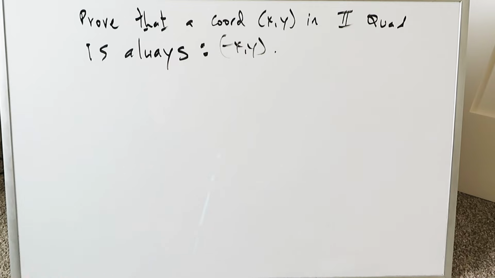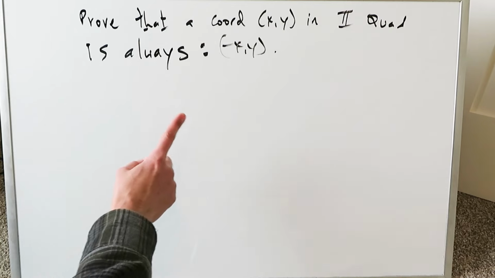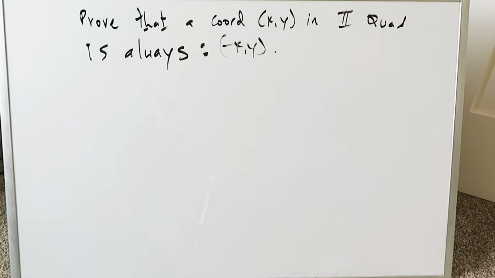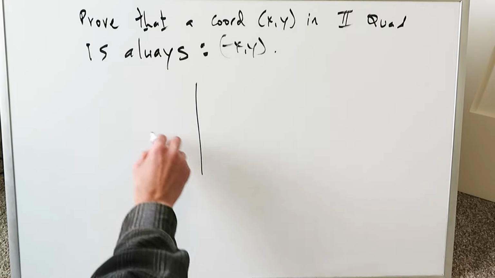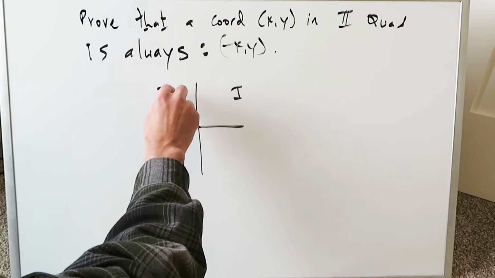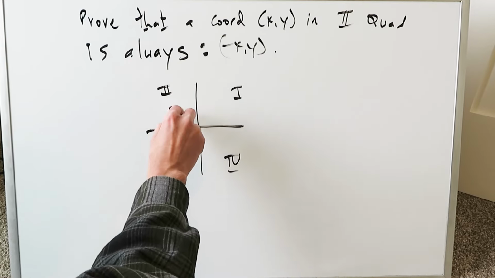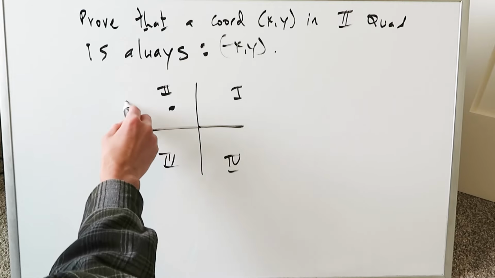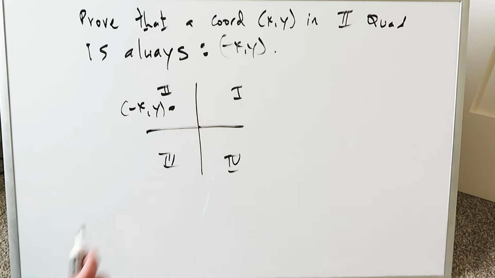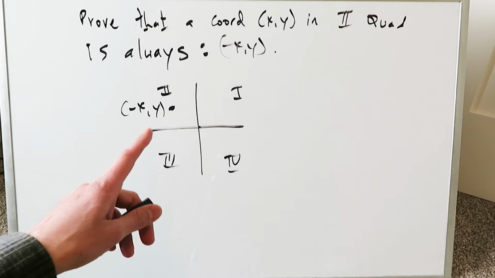We have to prove that a coordinate x comma y in the second quadrant is always minus x comma y in terms of its representation. How do you go about understanding what the question is? When you're looking at a Cartesian coordinate system, you have quadrant 1, quadrant 2, and then 3 and then 4. Any point over here, if you have the x and the y value, it's always minus x comma y. And why is that the case? How would you go about proving that?